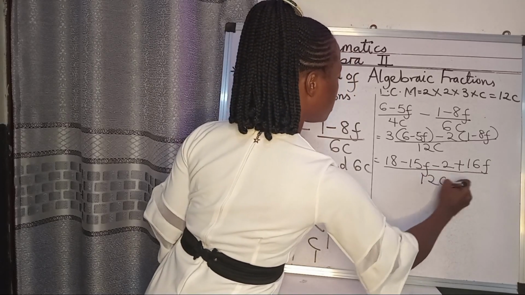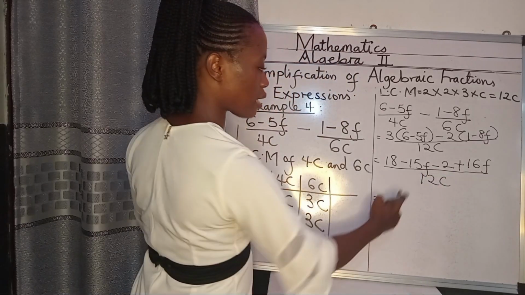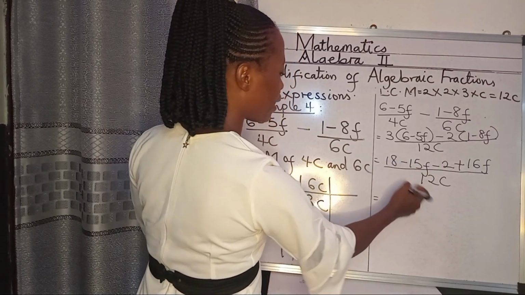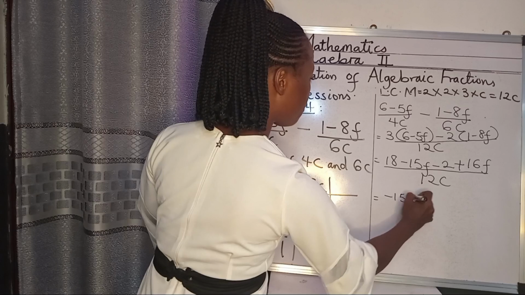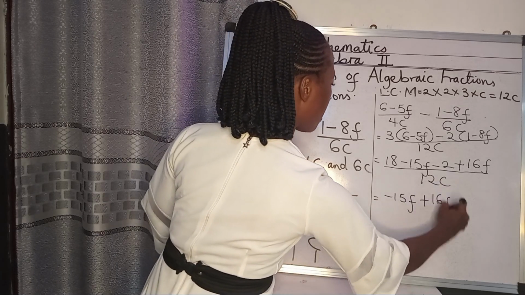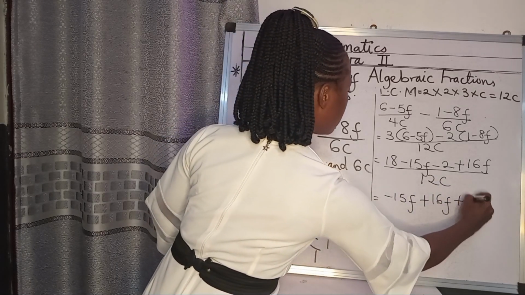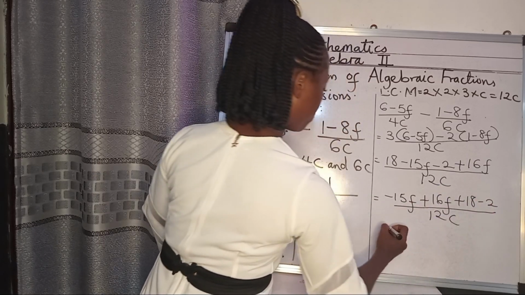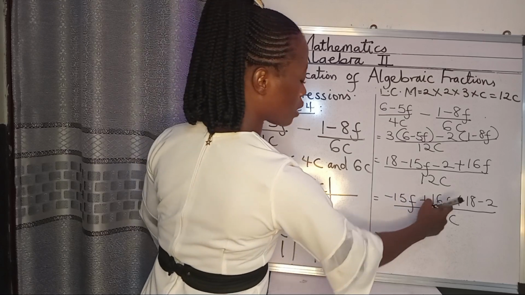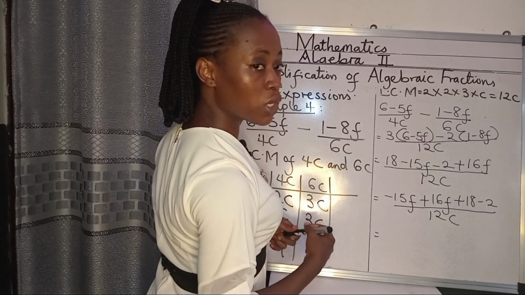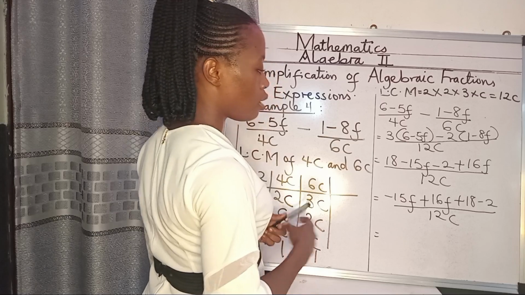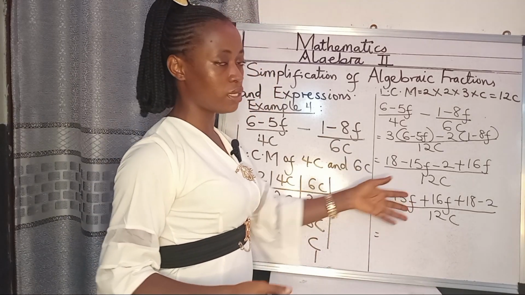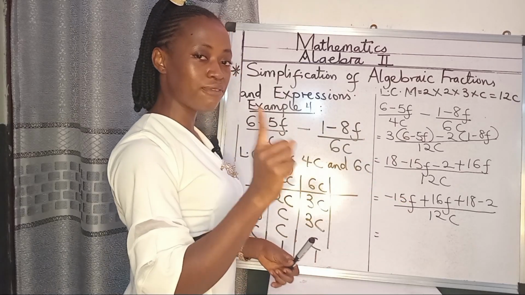Everything over 12c. Now you collect like terms. I'll bring in the f's before the numbers. So I have minus 15f and plus 16f, and then I have positive 18, and then minus 2, over 12c. Minus 15f plus 16f. Minus 15 plus 16 is plus 1, right? Minus is what you are owing, plus is what you have. You are owing 15, you have 16. So if you pay that 15 you are owing, you are left with only 1.